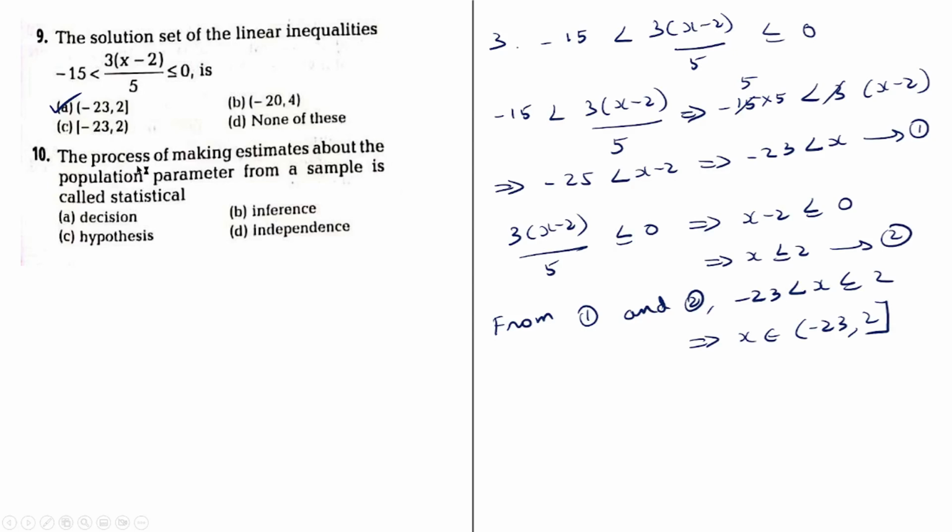Next question, the process of making estimates about the population parameter from a sample is called statistical. I think this should be inference. The process of making inference. If it is estimate, then it is called estimation. From a sample is called statistical inference.